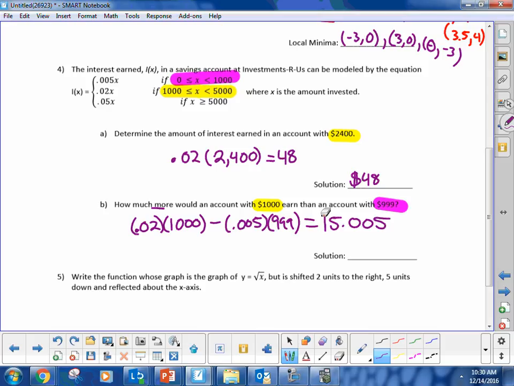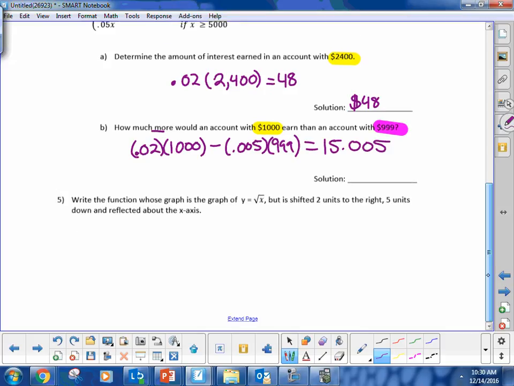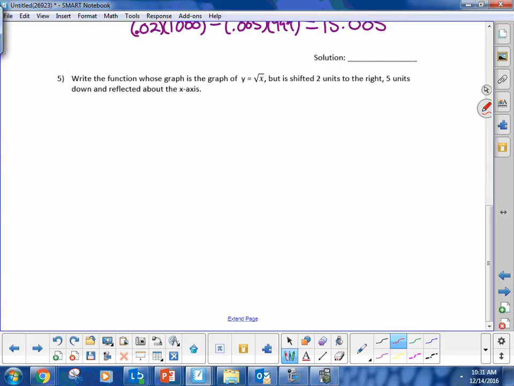Now let's go ahead and explore question five. It says write the function whose graph of y equals the square root of x but is shifted 2 units to the right, 5 units down, and reflected about the x-axis. Now we should talk about transformations. One of the things that we had the benefit of learning, and you also saw in previous courses, is that transformations work, especially with the radical.